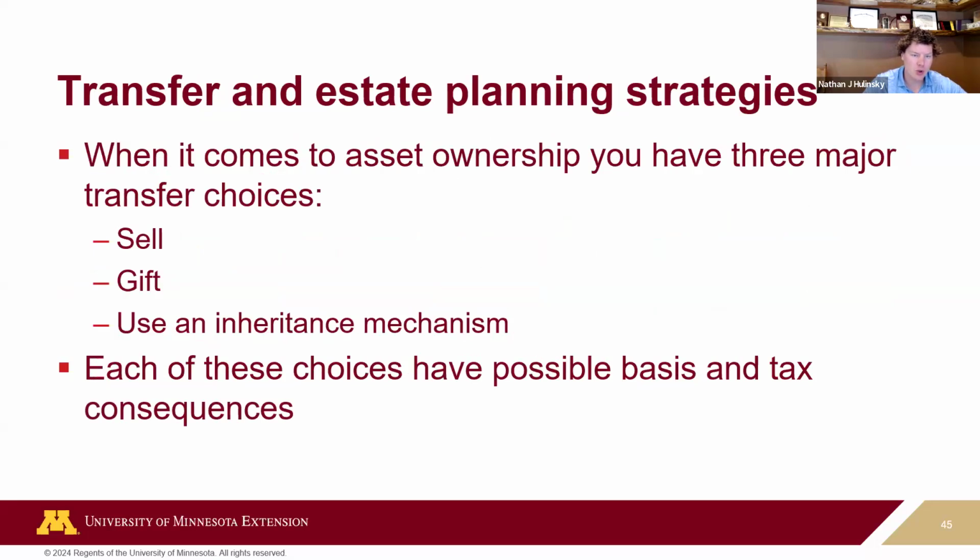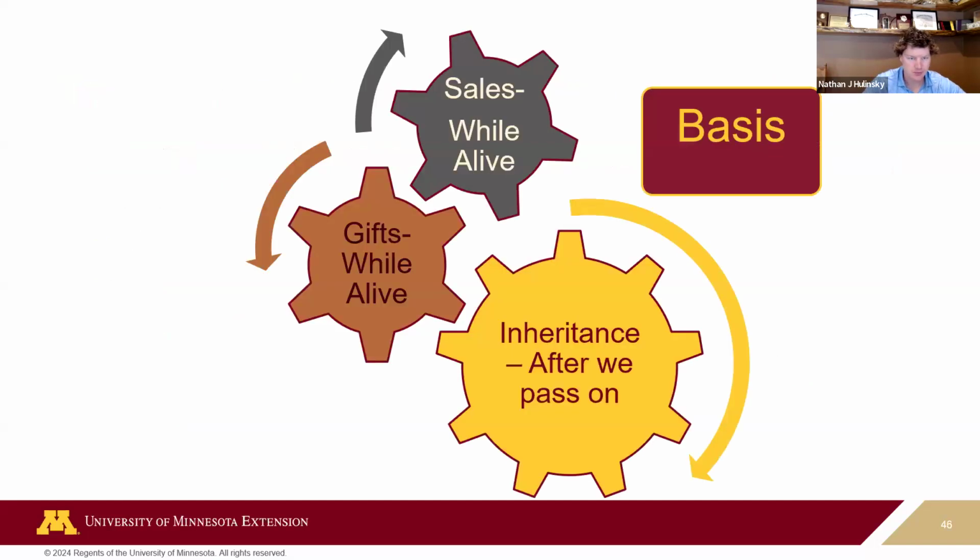Again, when it comes to assets, we're kind of changing gears here, but when it comes to asset ownership, you have three major transfer choices. You can sell your assets, you can gift your assets, or use an inheritance mechanism to transfer these assets. Each of these three choices has possible basis and tax consequences. Sales are while you're alive, gifts are while you're alive, and inheritance is after we pass on.